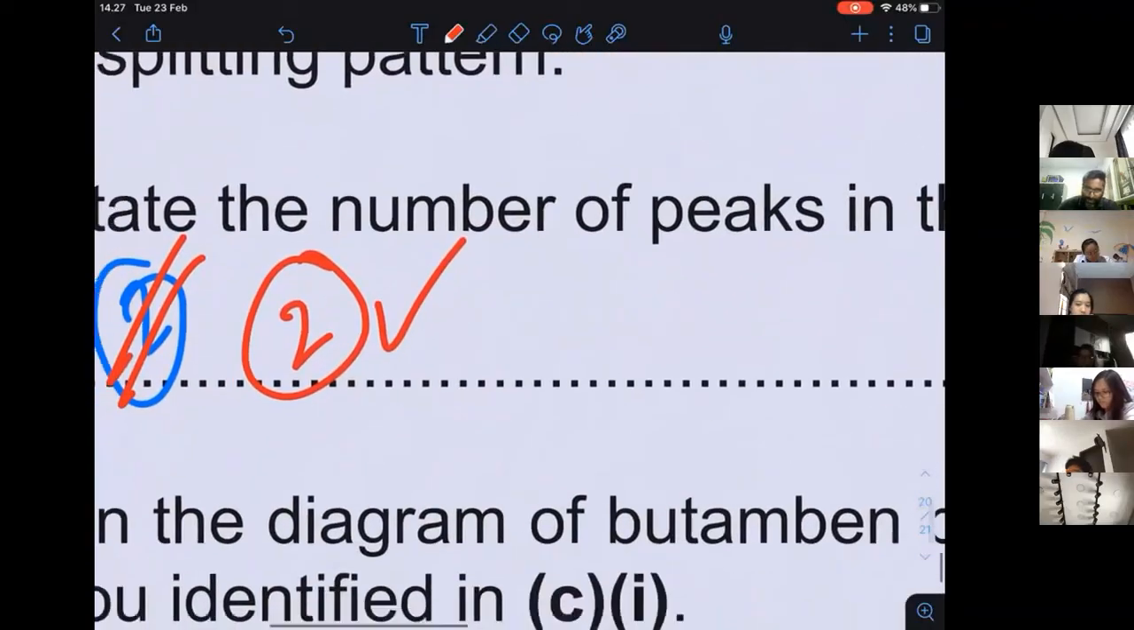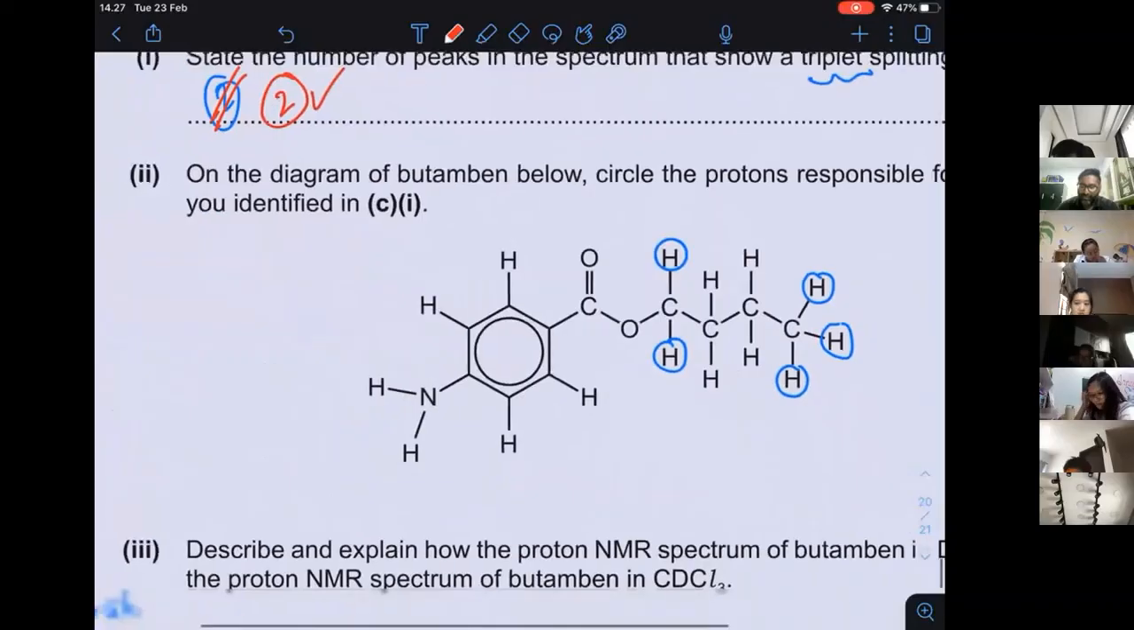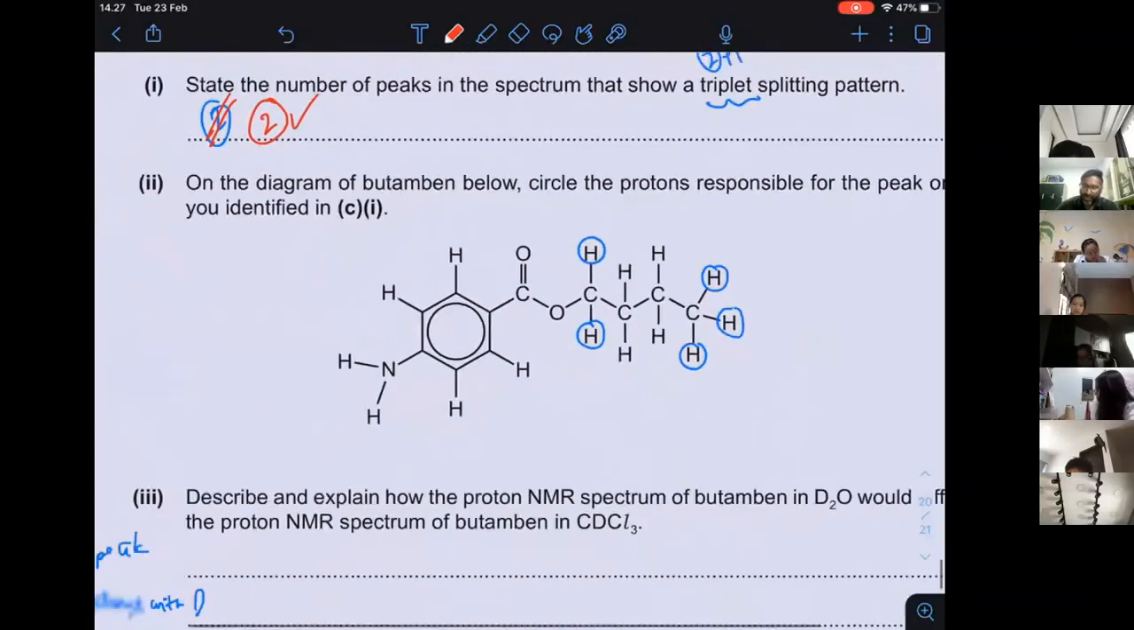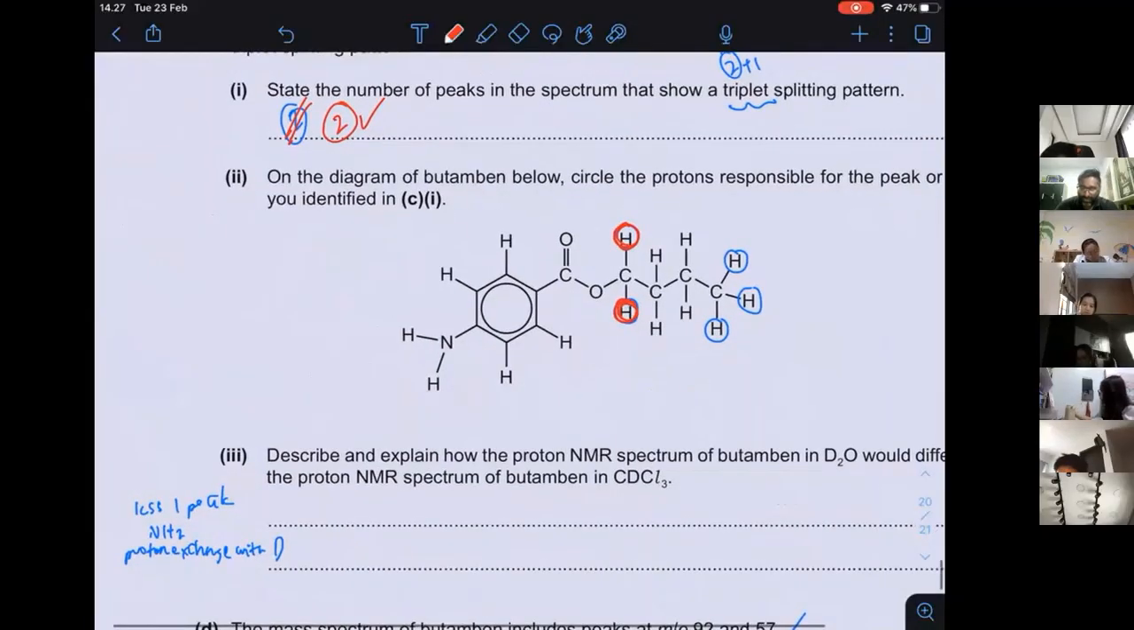I think here they will ask, on the diagram of butanediamine, to circle the proton responsible for the peak. So circle this one. These two, because of this and this, plus 1, so you get 3, and then this 3.